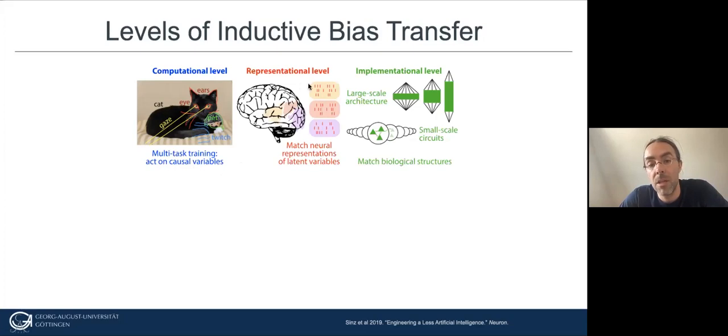Then there could be the representational level. I would think of this as what are the features, the functions that are actually computed on the image.